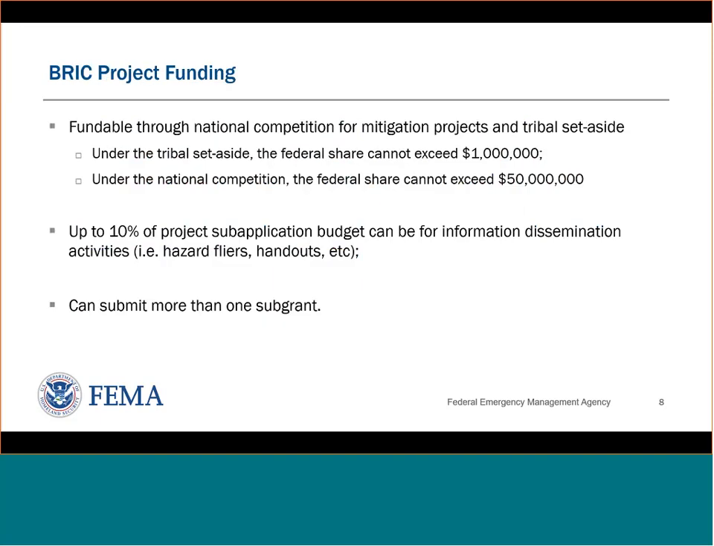Under the tribal set-aside, the federal share per grant must be $1 million or less, and under the national competition, the federal share can be up to $50 million. Up to 10% of a project sub-application budget can be for information dissemination activities like flyers and handouts, and you can submit more than one sub-grant or sub-application.